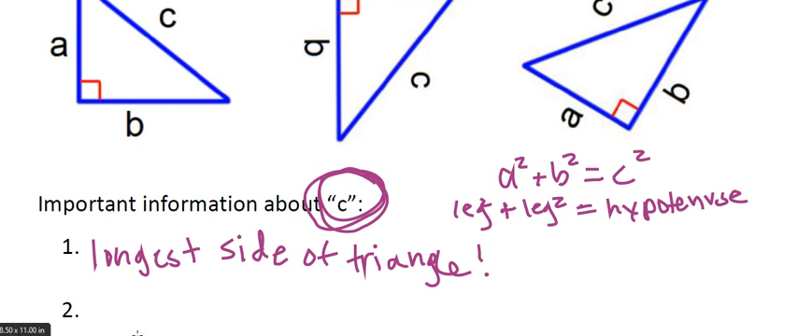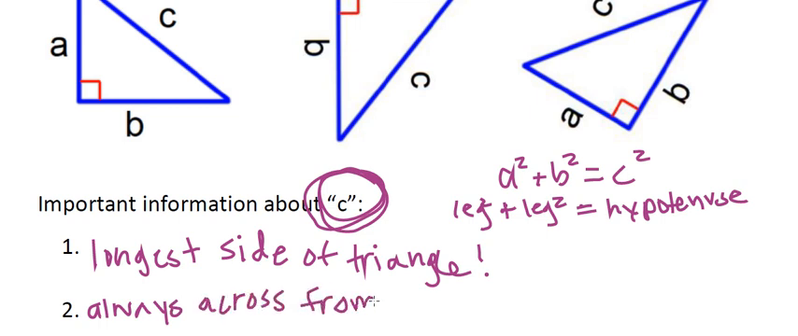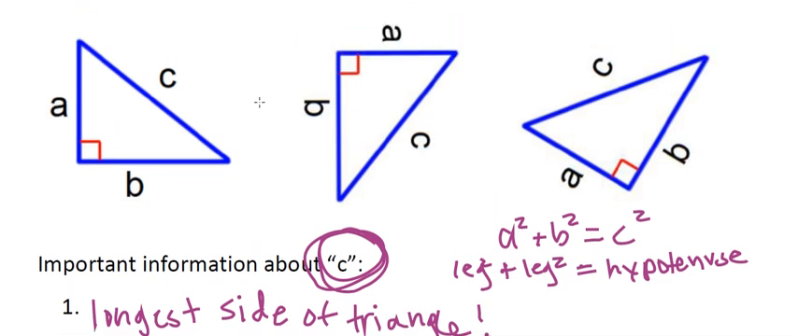The hypotenuse is always across from the right angle. So if you are looking at a triangle and you want to know where C is, well, you start with the right angle. Across from the right angle, you'll find C.